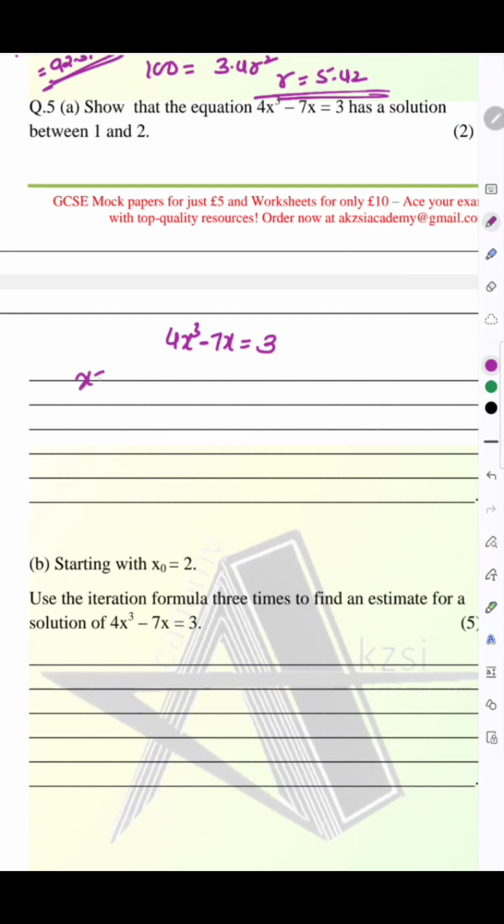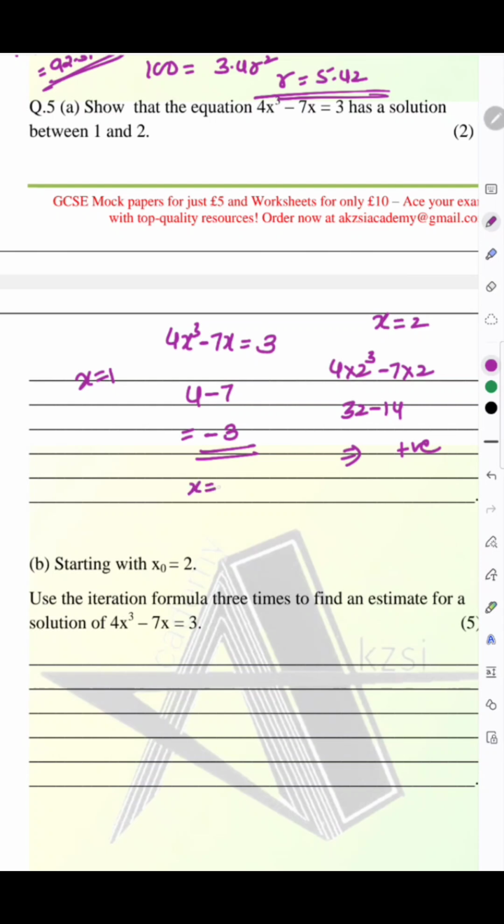So putting x equal to 1, this will give me 4 minus 7, that is negative 3. Obviously not matching at all. And when I put x equals 2, that will give me 4 times 2 cubed minus 7 times 2, which is 8 times 4, 32, and minus 14, and this will give me a positive value. On substituting 1, I'm getting a negative value which is smaller than 3, and on putting 2, I'm getting a positive answer which is greater than 3.